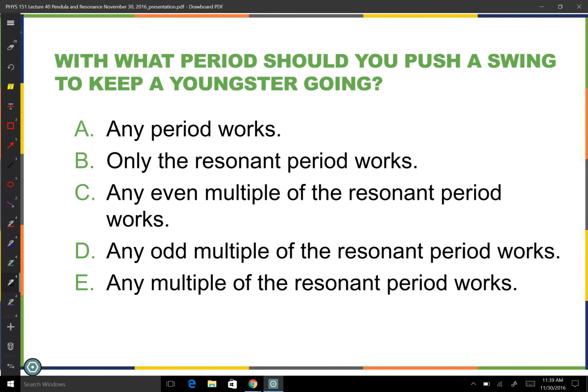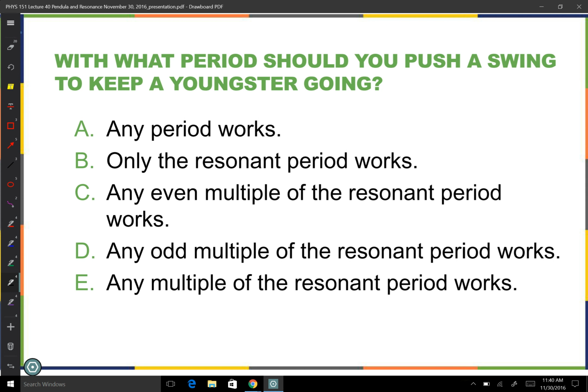Next clicker question. With what period should you push a swing to keep a youngster going? So, I take my grandsons at this point to the park, push them on the swing. Do I want to push them with any frequency or any period, or only at the resonant period? The resonant period is every time they come back, you push them. Or any even multiple of that resonant period.